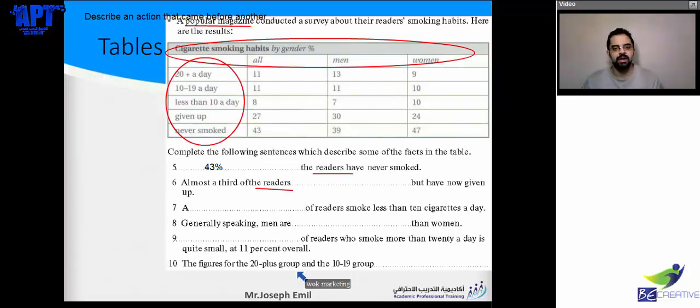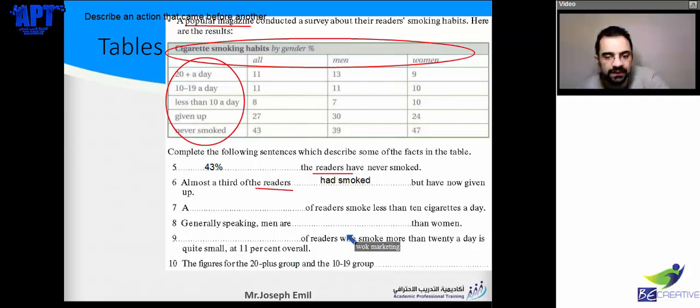Okay, so almost a third of the readers had smoked, but have now given up. A percentage of the readers smoke less than 10 cigarettes a day. Something of the readers, we are talking about a percentage here. A tenth. We're not talking about 8%. No. We're saying a tenth.